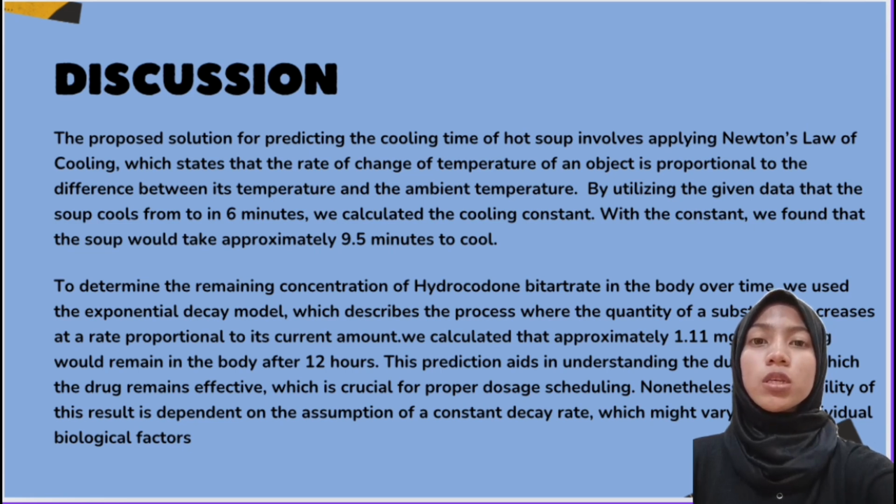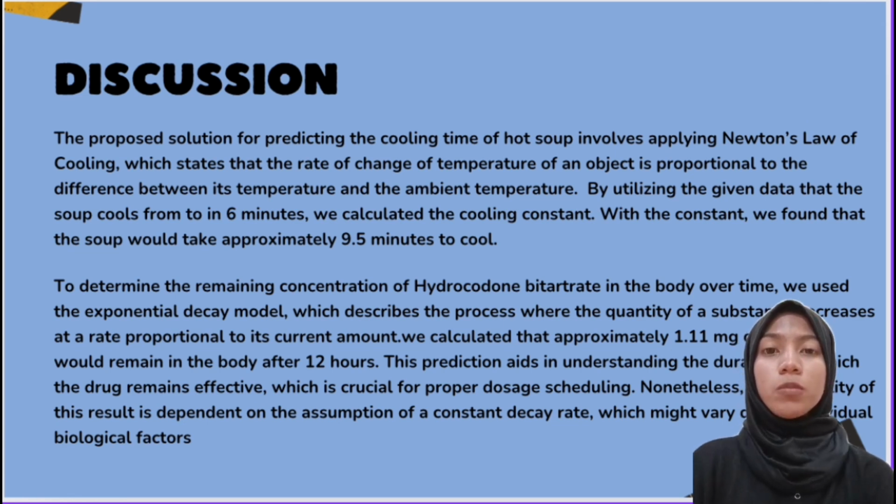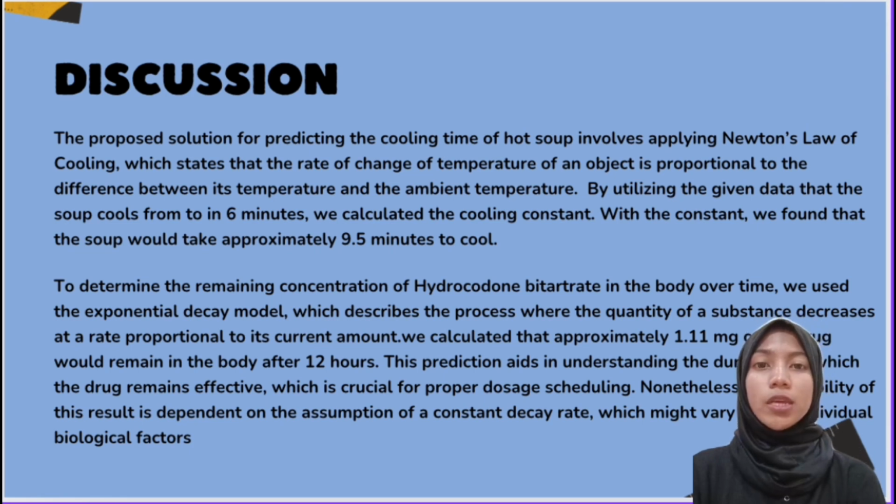Okay, so for the discussion, the proposed solution for predicting the cooling time of hot soup involves applying Newton's law of cooling. We state that the rate of change of temperature of an object is proportional to the difference between its temperature and the ambient temperature. By utilizing the given data that the soup cooled from 82 degrees to 50 degrees Celsius in 6 minutes, we calculate the cooling constant. With the constant, we found that the soup will take approximately 9.5 minutes to cool.